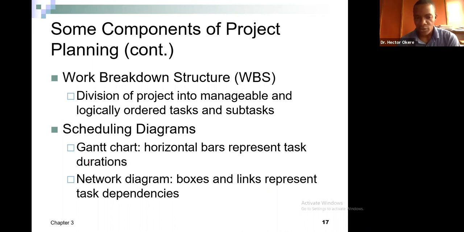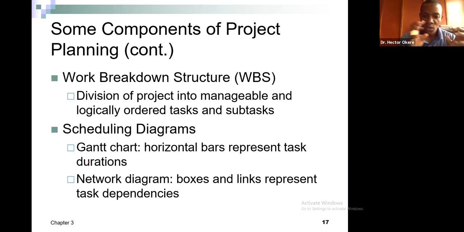Then scheduling, obviously. Before you go on with a project, you also need to schedule, with a Gantt chart or a network diagram. You schedule all the small tasks. You need to put a time frame for each task. Activity 1 will take 1 week. Activity 2, 2 weeks. Activity 3, 3 days. Activity 4, you need to plan for each task.